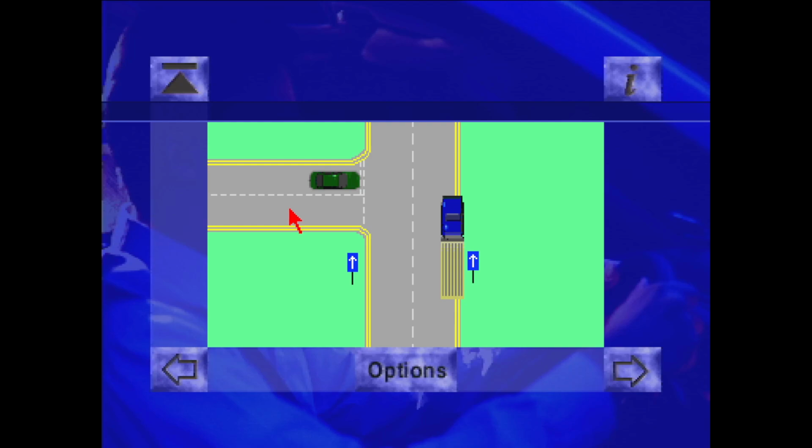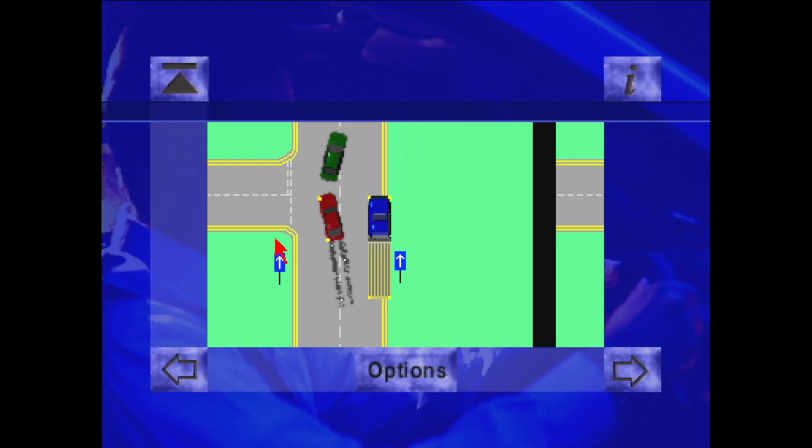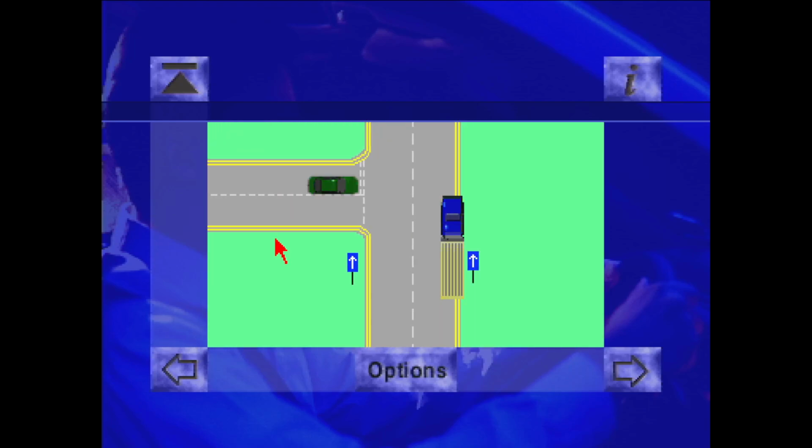Sometimes the best signal is no signal. Here you need to change lanes to avoid the obstruction. If you signal left, the driver at the junction may assume that you're turning and do this. Better to simply change lanes smoothly and early.